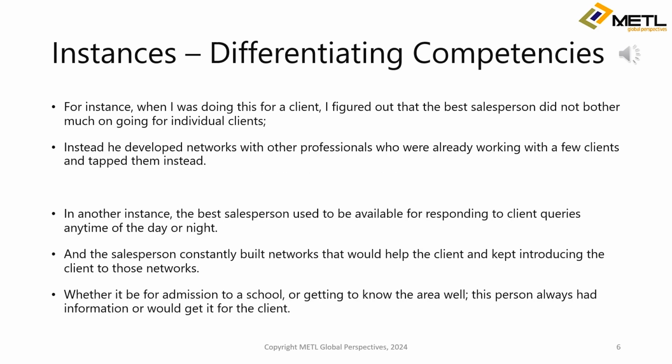Instances differentiating competencies. For instance, when I was doing this work for a client, I figured out the best salesman did not bother much on going for individual clients one to one. Instead, he developed networks with other professionals who were already working with a few clients and tapped them instead. So instead of going one on one, he would tie up with someone who has a network of 5, 10, 20 clients, and through that he would work. So that would give him access. And because this individual already has a network, the trust component was established easily.